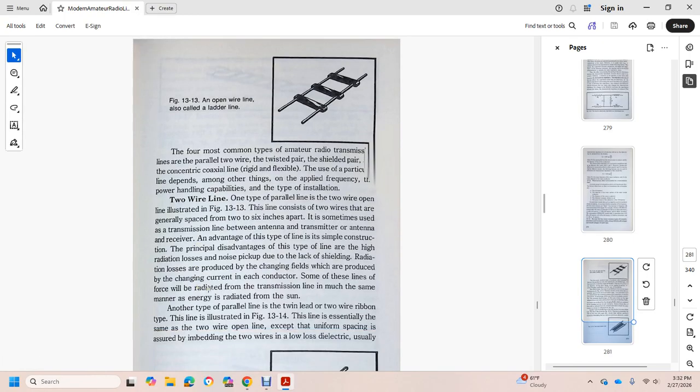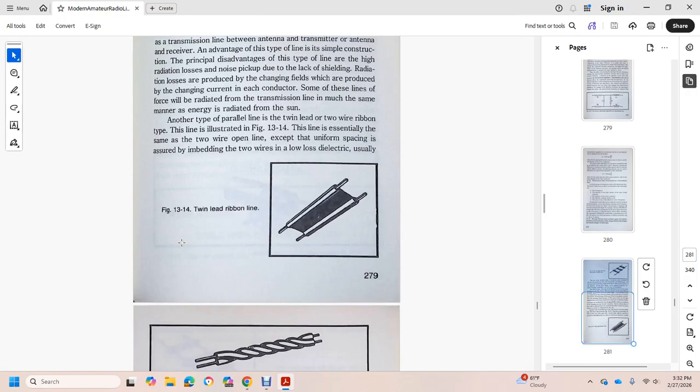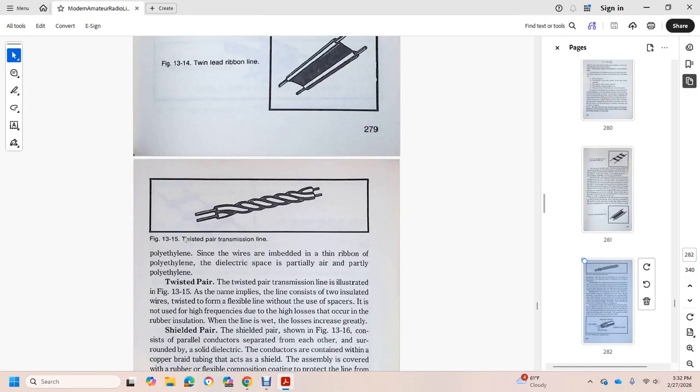Another type of parallel line is the twin lead, or two ribbons type line, illustrated in figure 13-4. This line is the same as the two-wire open line except for the uniform spacing of the wires embedded in low-loss polyethylene, a thin ribbon of polyethylene. The electrical field is partially air and partially polyethylene.